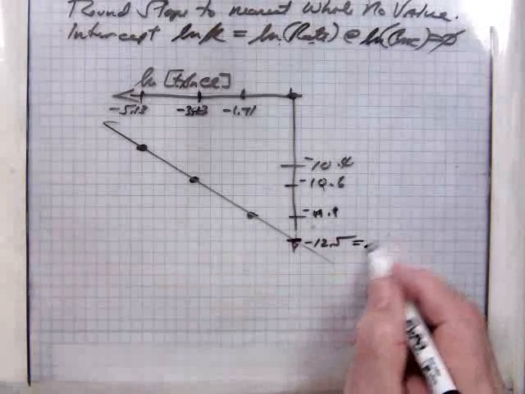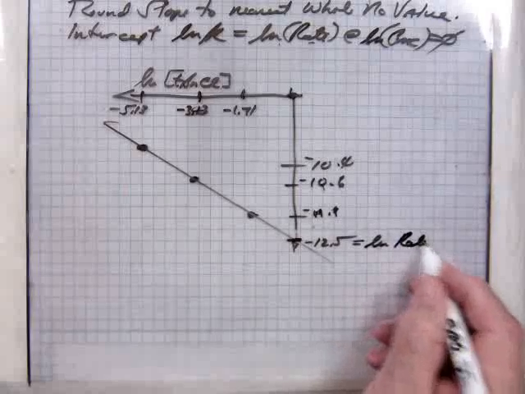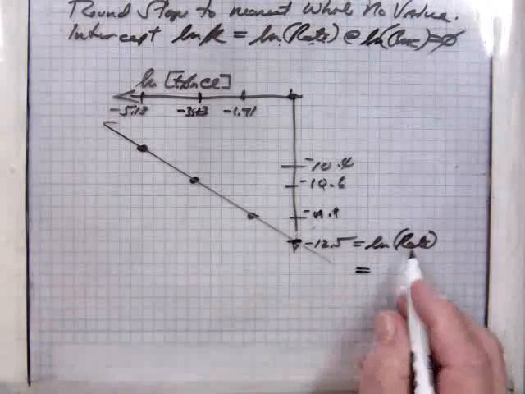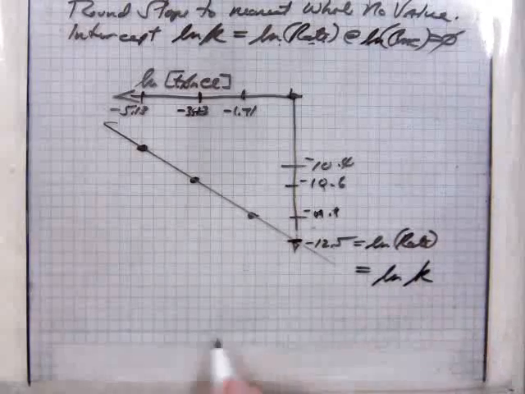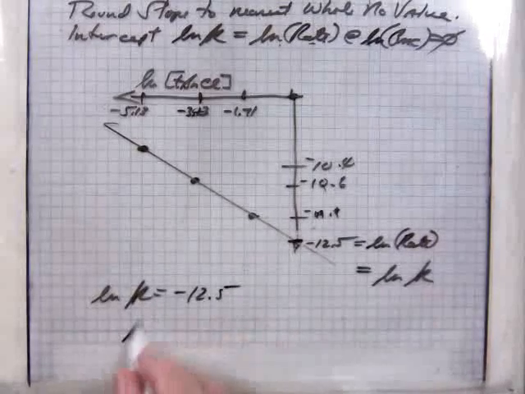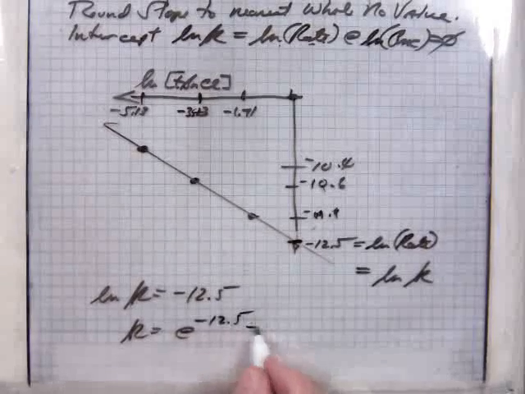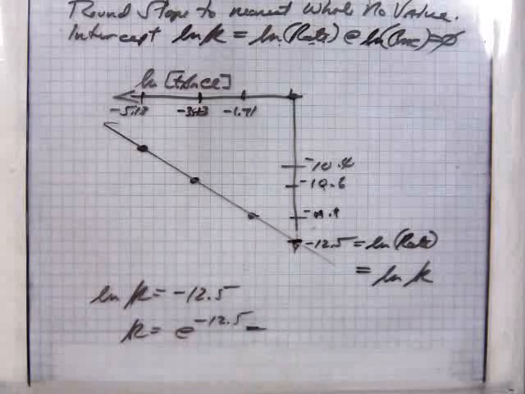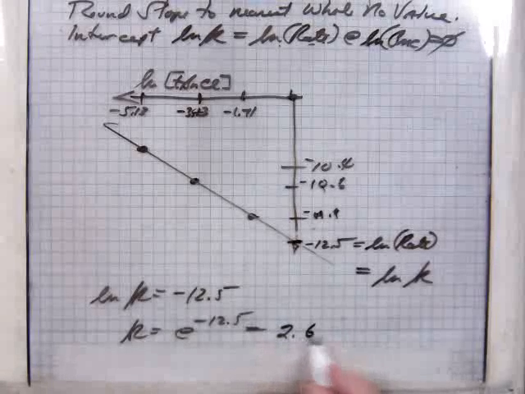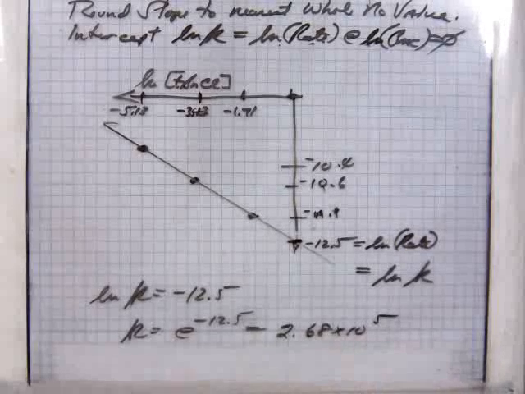Well, at concentration, ln of concentration is 0, but it also equals ln of the k value. So ln of k now is equal to minus 12.5, and k equals e to the minus 12.5, whatever that comes out to be. And I get 2.68 times 10 to the minus 5 mole per liter per second.